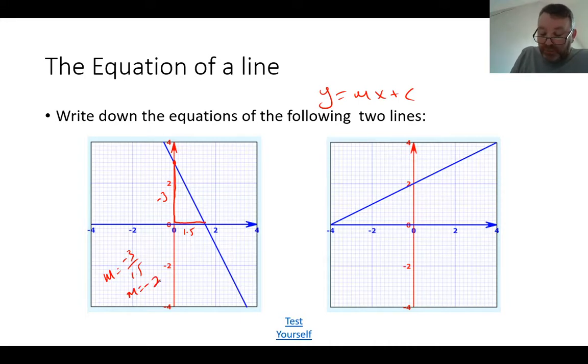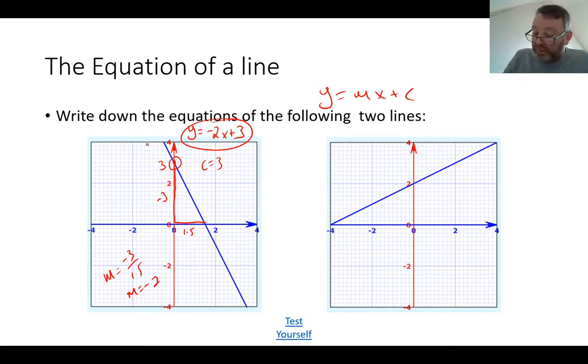Okay, now where does it cut the y-axis? Cuts the y-axis up here at 3. So that means C is equal to 3. Using this formula here, what equation do I get? I get y equals minus 2 times x plus 3. That's the equation of the line.